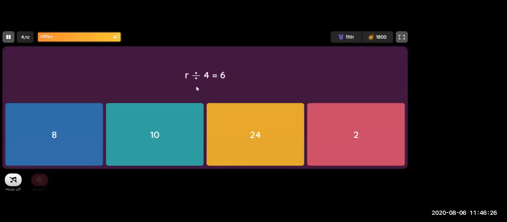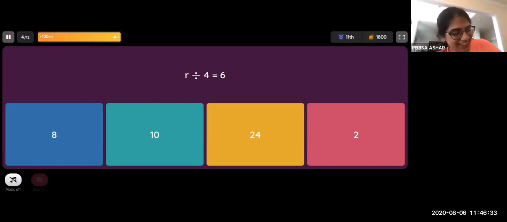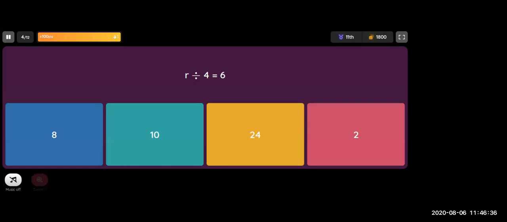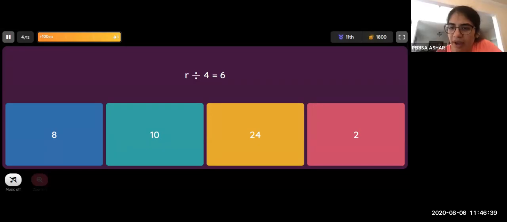Okay, r divided by 4 equals 6. Good job, Gurjap, for answering it first. Everyone got it right except for a few people. The answer isn't 16. When it's r divided by 4 equals 6, we just need the value of r. So r divided by 4 multiplied by 4 equals r. We have to multiply both sides of the equation by 4. So r divided by 4 times 4 is just r, and 6 times 4 equals 24.